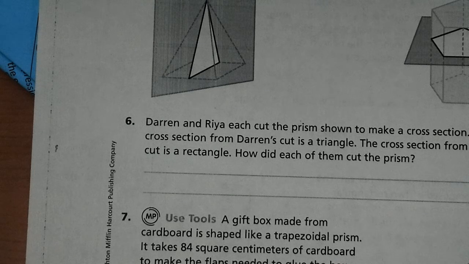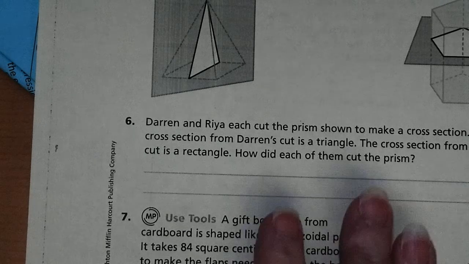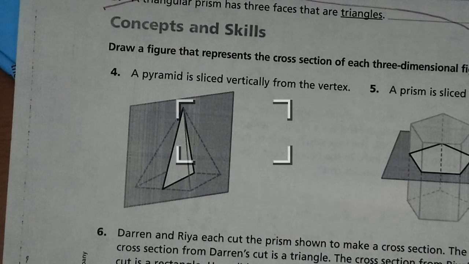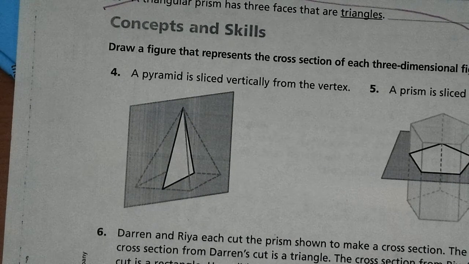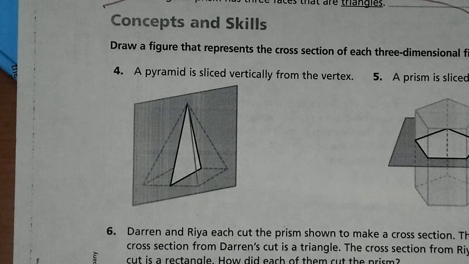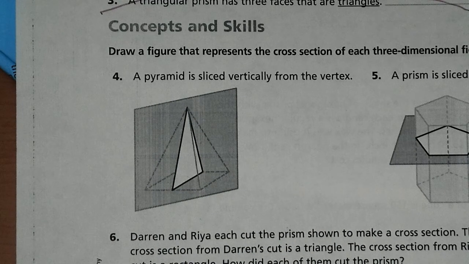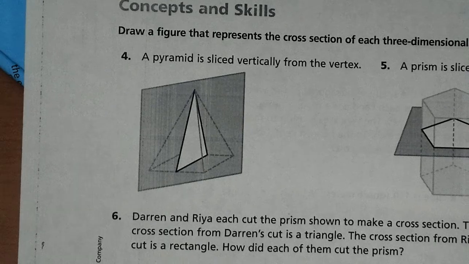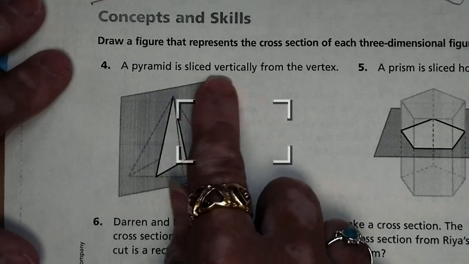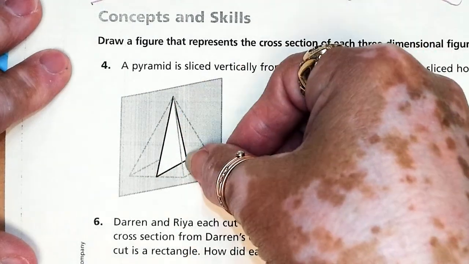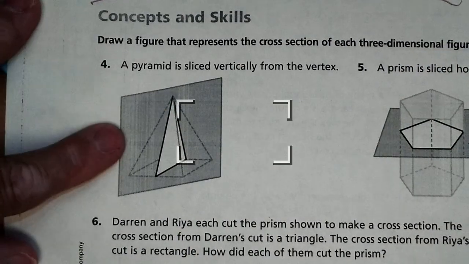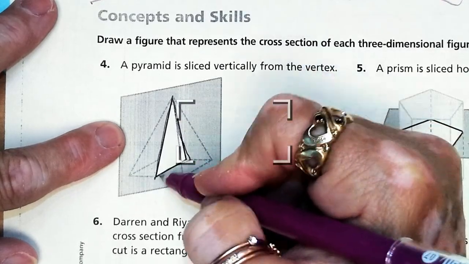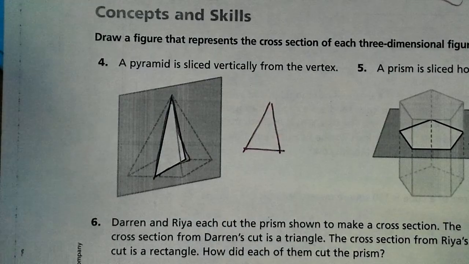All right, number 4. Let me reshare my screen. Number 4, Hurricane. It just says draw a figure that represents the cross section. I'm assuming you mean number 4 on paper, Hillary. Well, I think it's the same number on the computer this time. All right, so you can see that it's vertically cut, right? So all they want you to do is just redraw this figure right here. So that figure is a triangle.